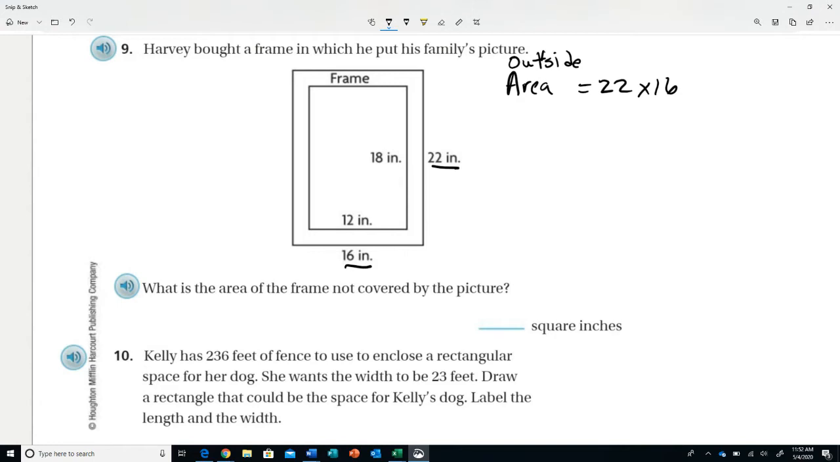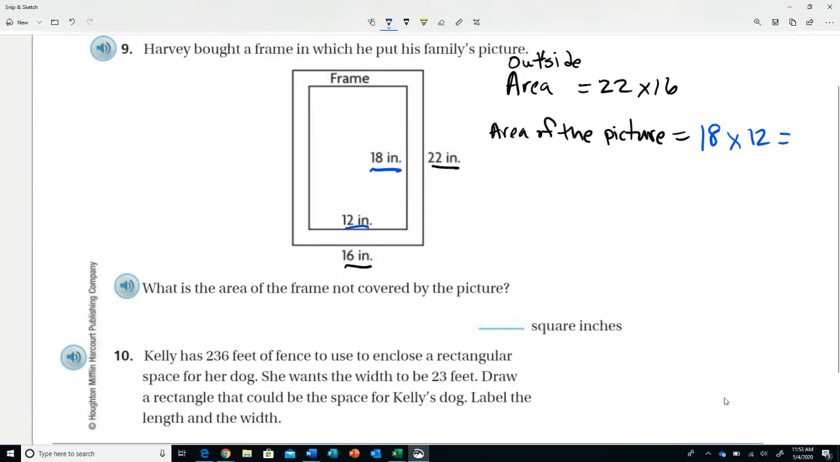The picture itself, the area of the picture, is the inside number, which is going to be in blue and that's going to be 18 times 12. So you're going to have 18 times 12 is the inside of the picture. And then you're going to find the totals for each of these problems, and then you're going to subtract. And the part of the frame that's not covered by picture is the answer to the subtraction question after you find the area. Again, time for you to get to work.